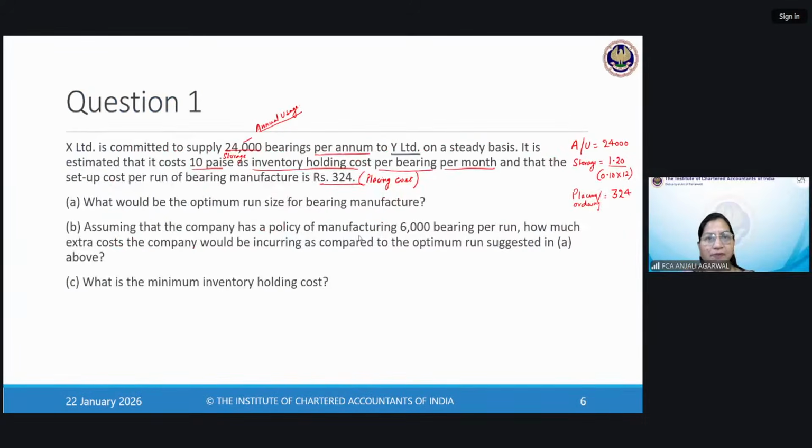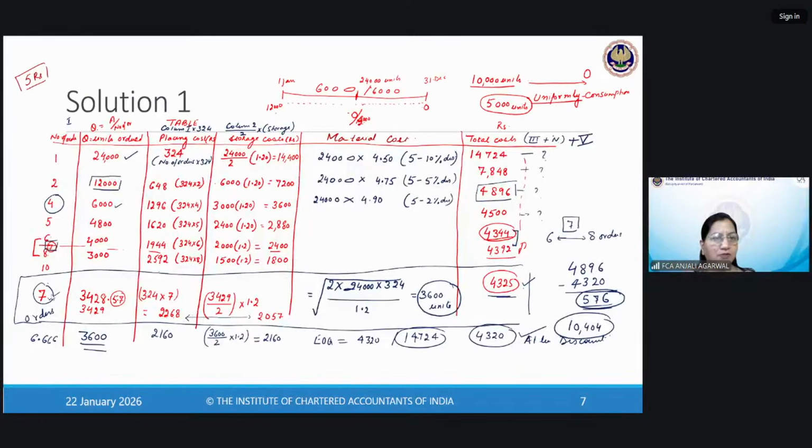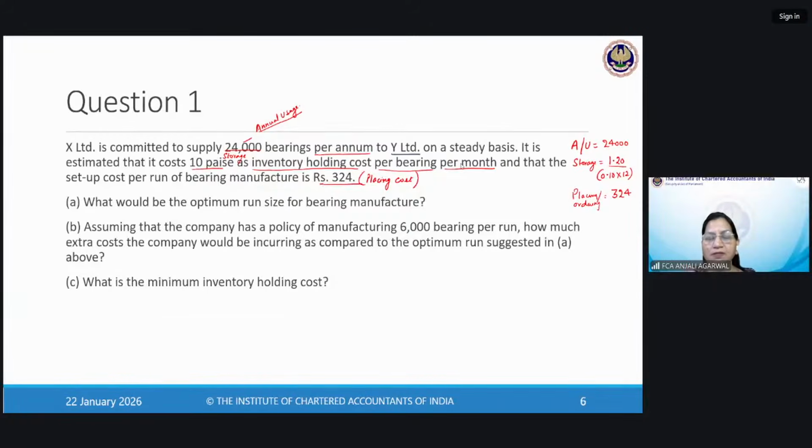So if you take an example, we can do it tabular based. What you do is you start with the number of orders. Because your annual usage in this example is 24,000 units, if you place one order, you're going to order 24,000 units. But because you have placed one order, your placing cost is only one time, 1 into 324, 324. But your storage cost will be very high because you have ordered the entire 24,000 units in one go. So 24,000 divided by 2 into storage cost of 1 unit for 1 year. In the question, it was 10 paisa per month. So we have multiplied it to 1.2 rupee per annum.